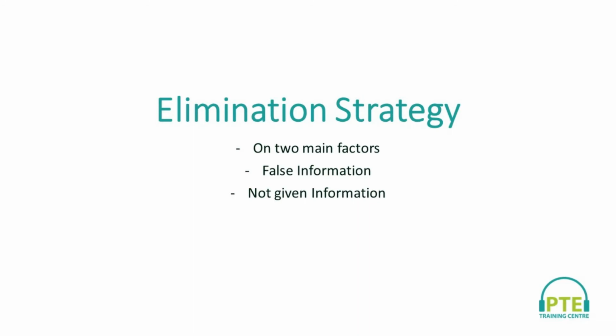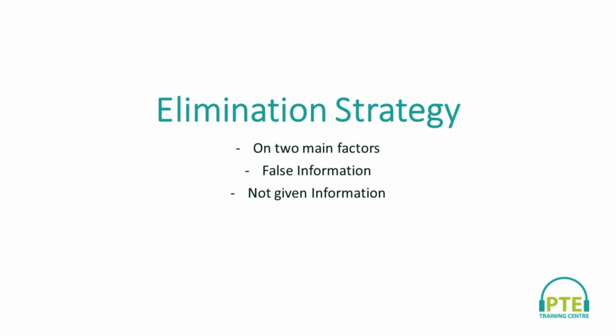Now, we can eliminate any option on the basis of two factors. The first is called the false information, and the second one is called the not given information. Now, what is the false information? It means that if you can find or match any information given in the option in the passage, but it is contradictory or opposite to what has been written in the passage, it is called false information, and we can eliminate that option.